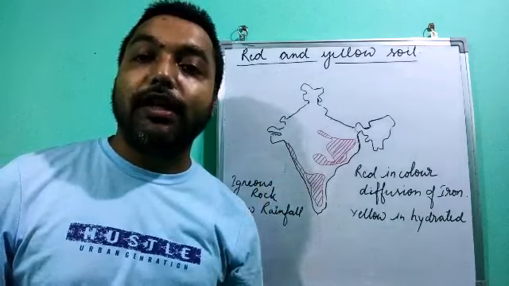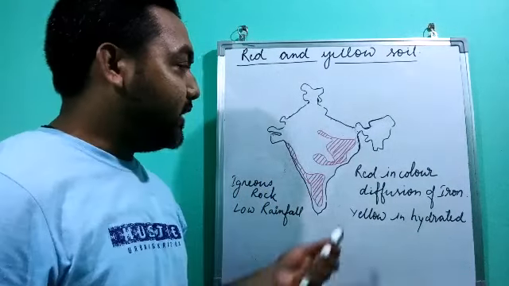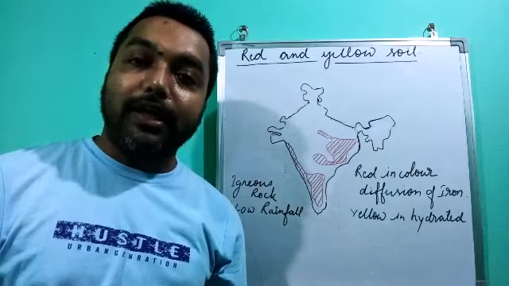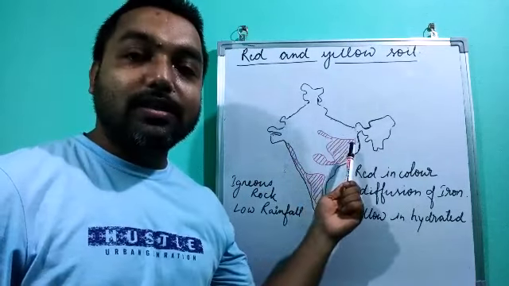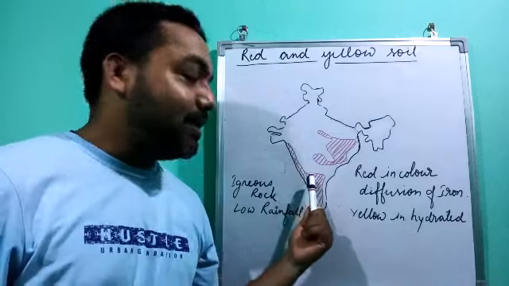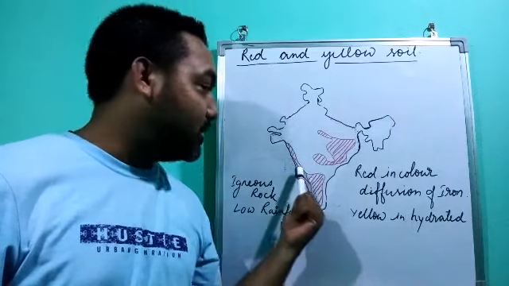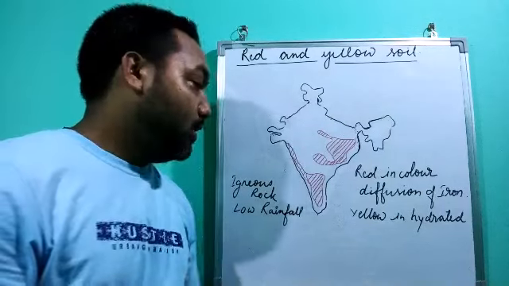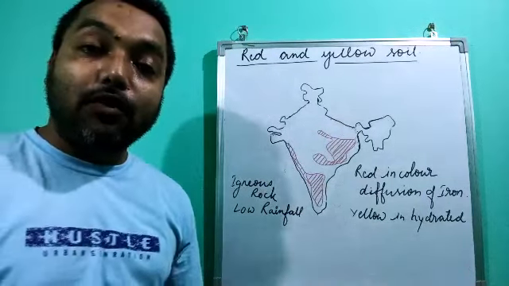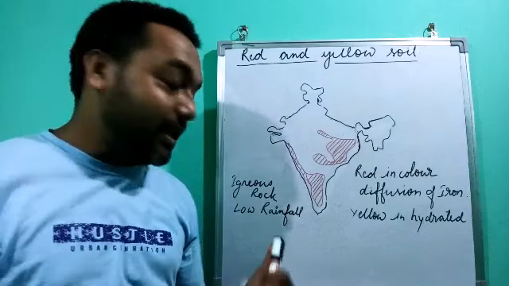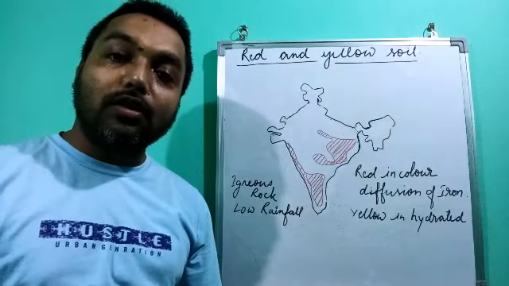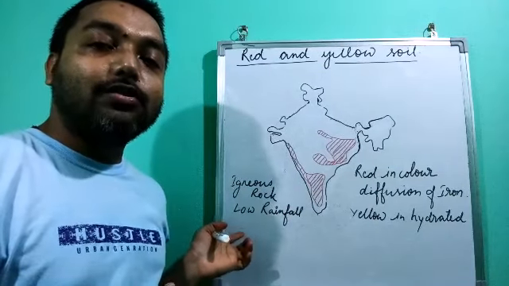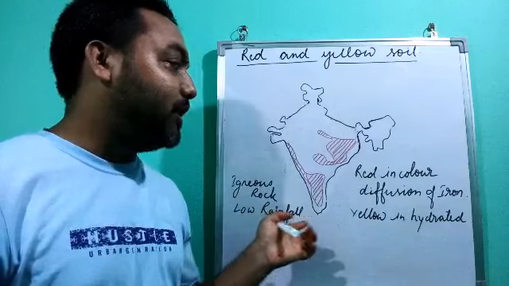Next type of soil is red and yellow soil. This red and yellow soil is mostly found in the Deccan Plateau of India, mainly in Chhattisgarh, Orissa, this region, and some parts of Kerala, then Andhra Pradesh, Tamil Nadu, then some parts of Maharashtra also near the coast. Now this soil is formed in igneous rock, where there is igneous rock and very low rainfall. With the help of low rainfall and in igneous rock, this kind of soil is formed very easily.